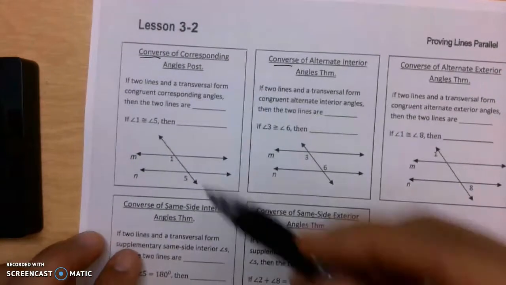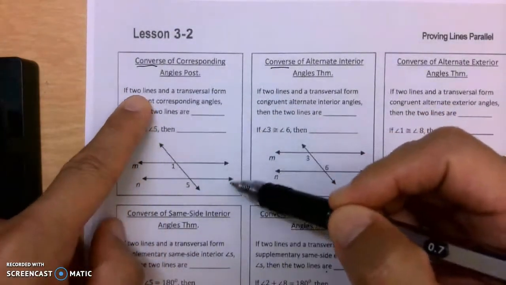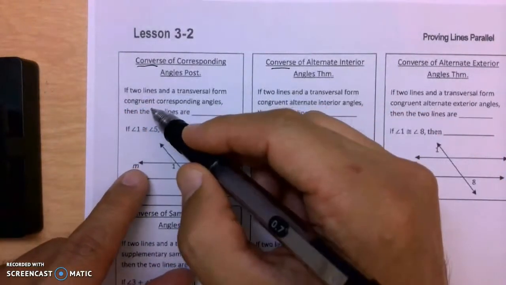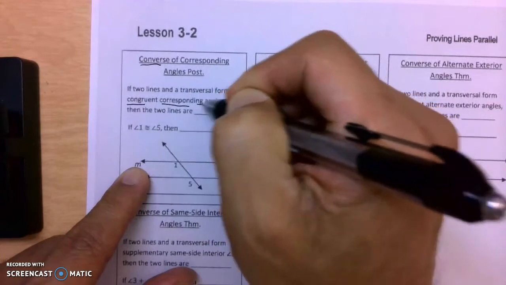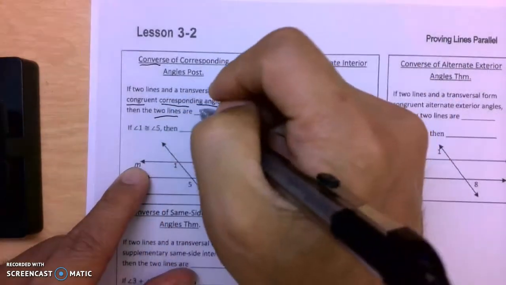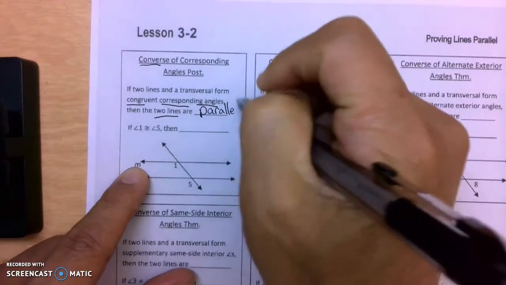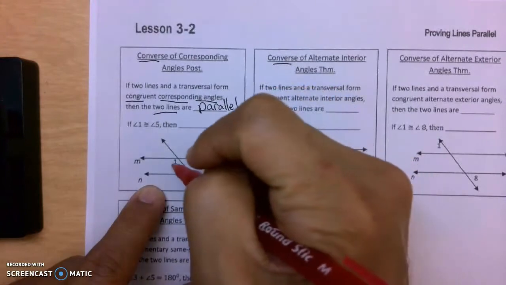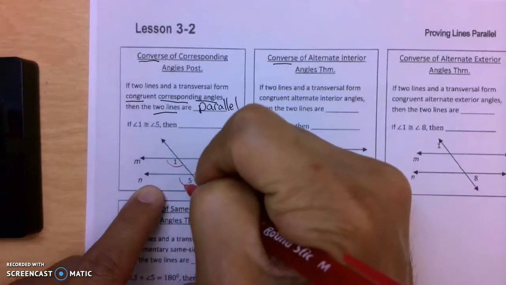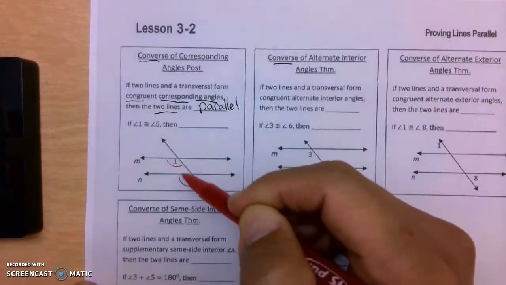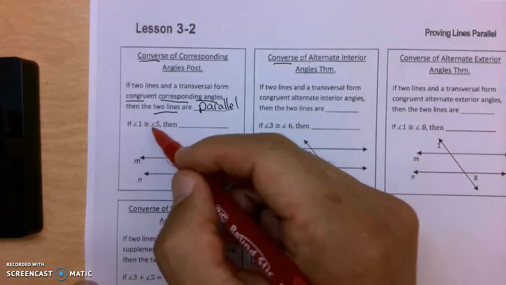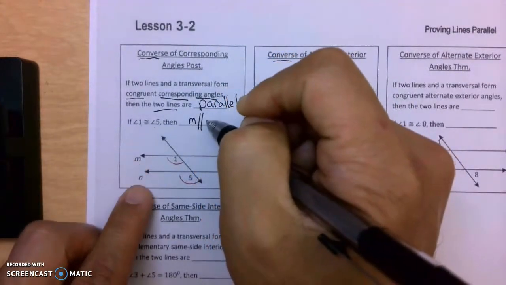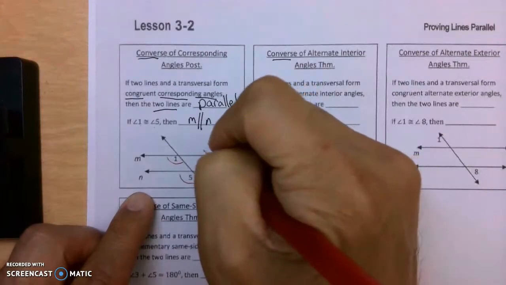So let's read this carefully. If two lines, now we don't know that they're parallel, they might be parallel, we don't know, and a transversal forms congruent corresponding angles, then those two lines are parallel. So if you notice there's two lines here, M and N, and I really don't know if they're parallel, but if all of a sudden you know angle 1 and angle 5, which are corresponding angles, are definitely congruent, then line M is parallel, and that's the symbol for parallel, to line N. You could put tick marks here if you like.